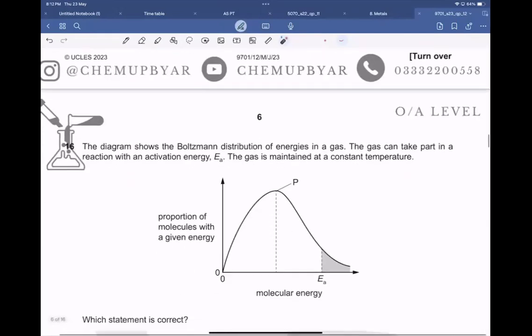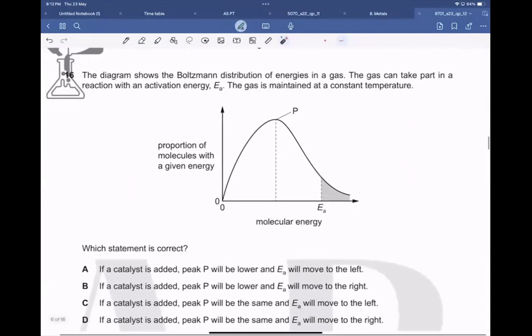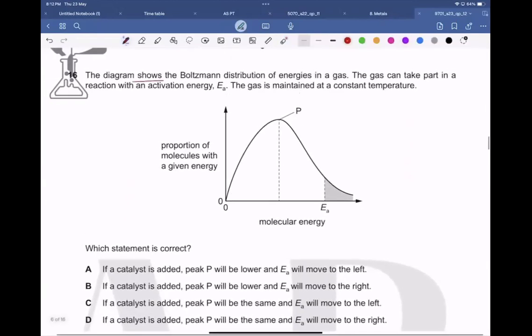Okay. Now question number 16. The diagram shows the Boltzmann distribution of energies in a gas. The gas can take part in a reaction with an activation energy, EA. The gas is maintained at a constant temperature. Which statement is correct?